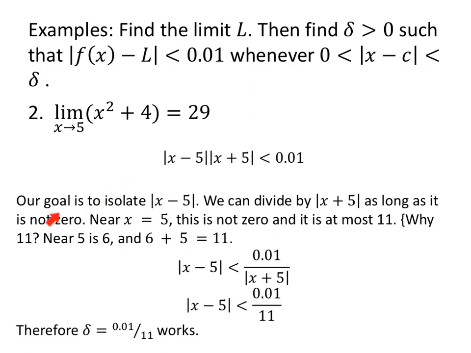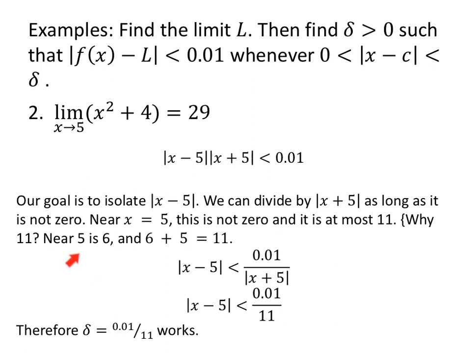Let's go back to our goal. Our goal is to isolate the absolute value of x minus 5. Now, we can divide by the absolute value of x plus 5, which will first be non-negative, and second, as long as it's not 0. But where is this 0? X plus 5 is 0 at negative 5. We're looking near 5. We are nowhere near negative 5. Near 5, it's not 0, and it's at most 11.